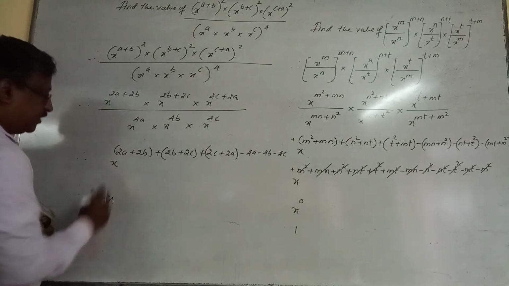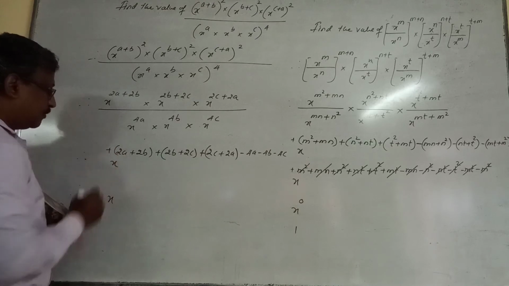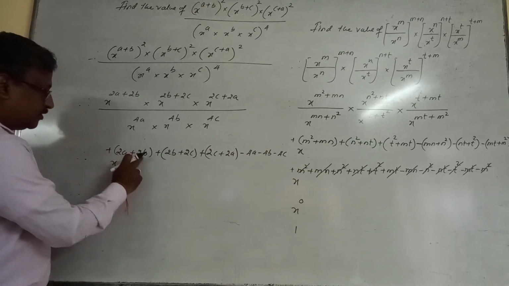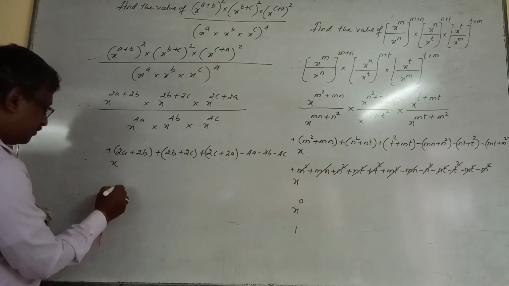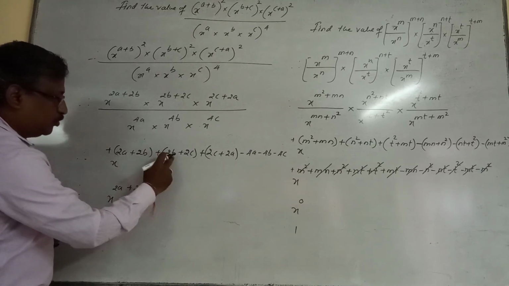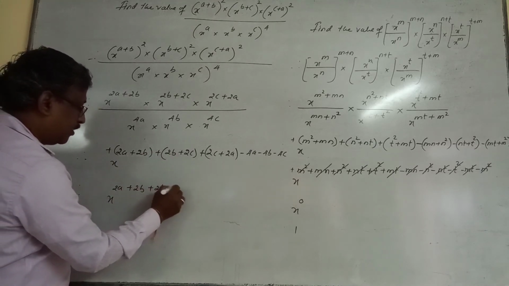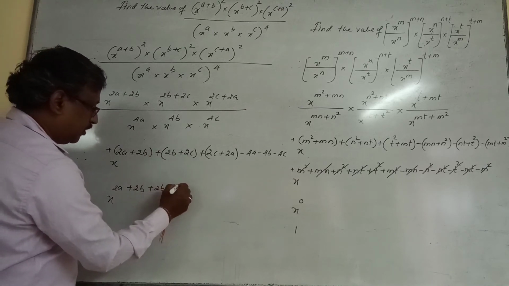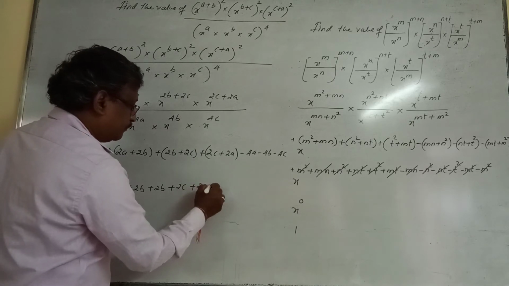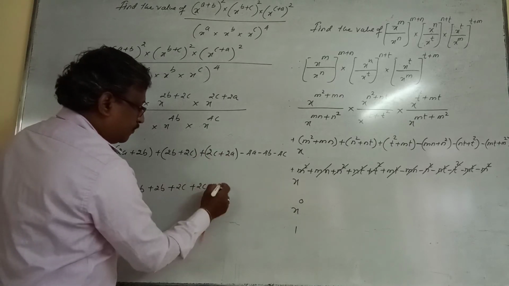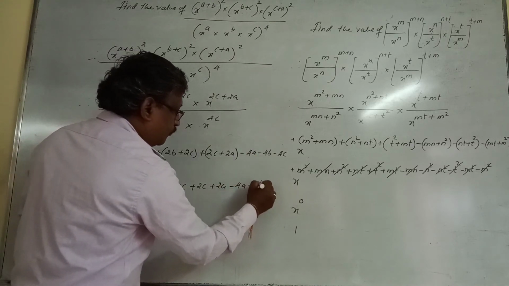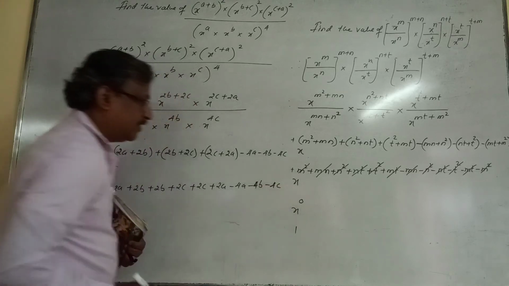Or it is x raised to, first you open these brackets. Now outside the bracket the sign we find is plus, so all signs inside the bracket remain the same. Plus remains plus. So plus into plus is plus 2a, then plus 2b, then plus 2b, plus 2c, plus 2c, plus 2a. This is minus 4a, minus 4b and minus 4c, remaining as it is.